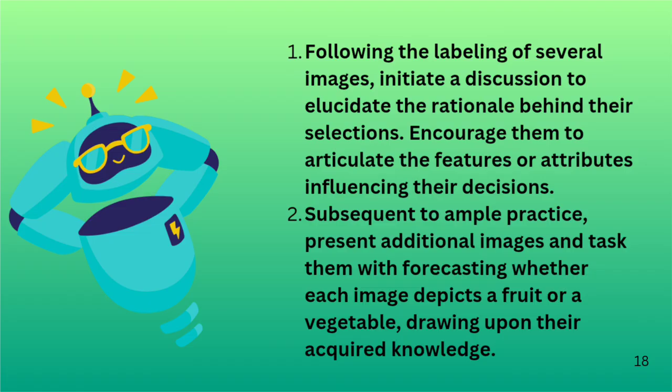Following the labeling of several images, initiate a discussion to elucidate the rationale behind their selections. Encourage them to articulate the features or attributes influencing their decisions. Subsequent to ample practice, present additional images and task them with forecasting whether each image depicts a fruit or a vegetable, drawing upon their acquired knowledge.